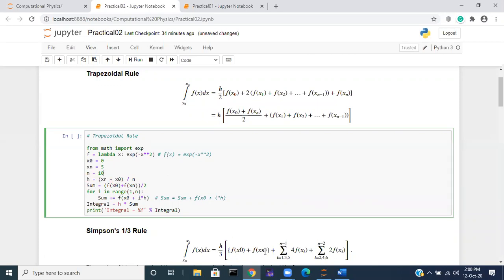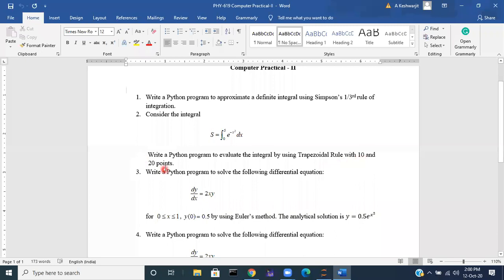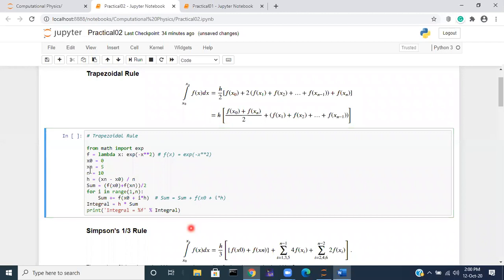Modified question with 10 points, then with 20 points. But what are we doing here? We are doing this integration for 10 equal intervals.